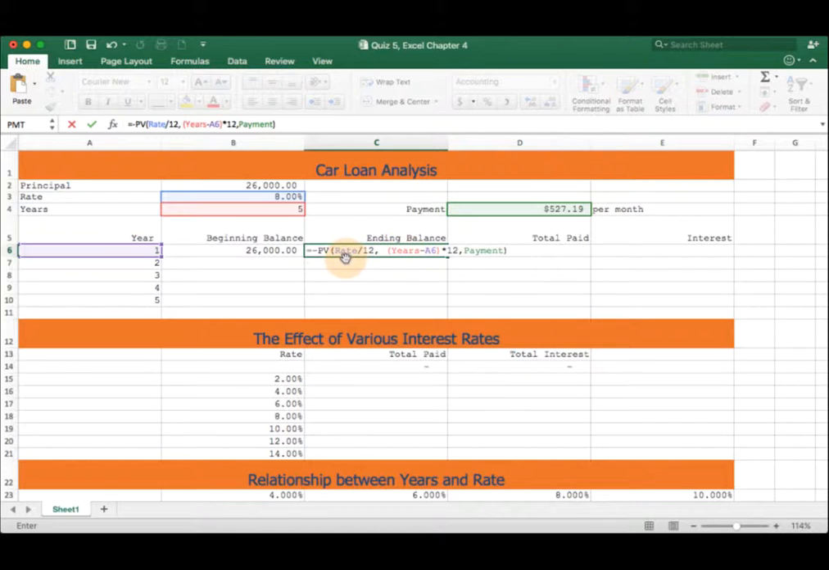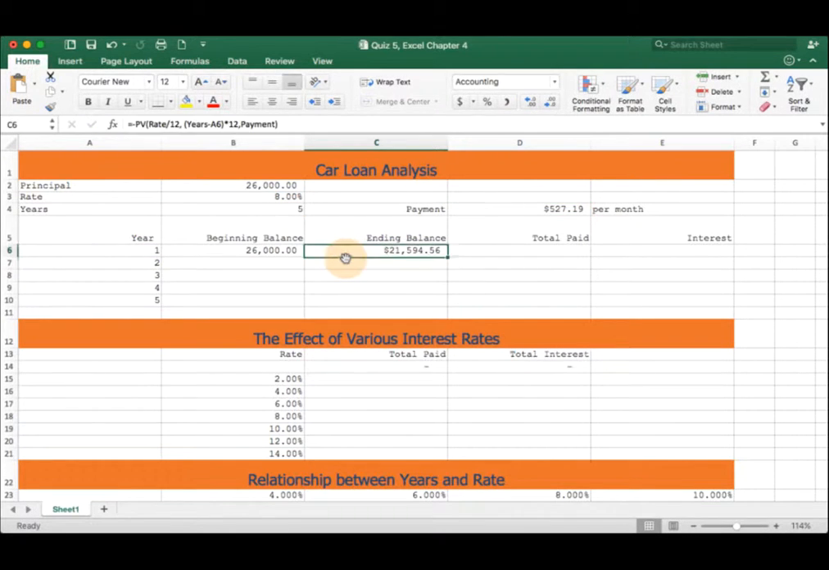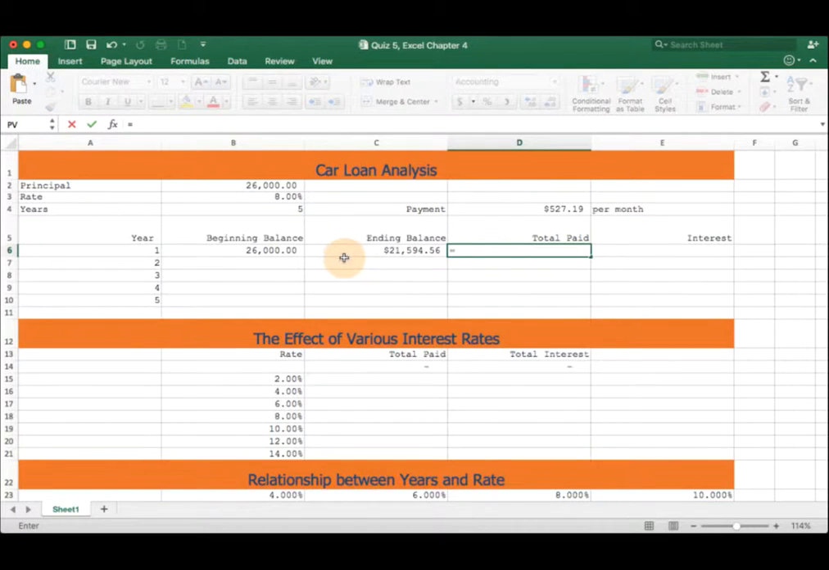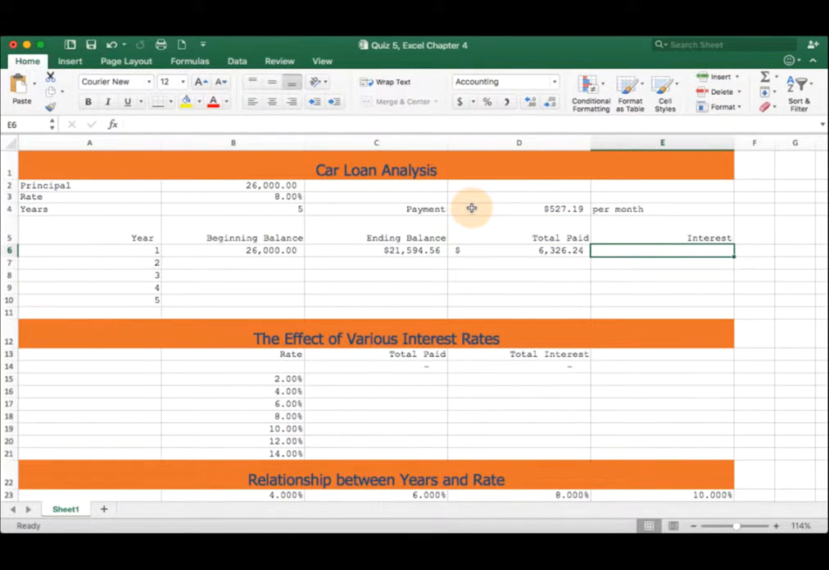So let's go to the total paid. Total paid here is very simple. I have provided the formula on your instruction paper. Total paid is going to be your monthly payment times 12, because you have paid 12 times in the first year.